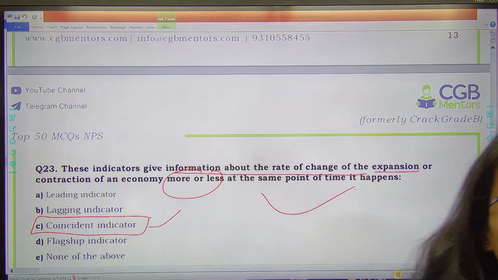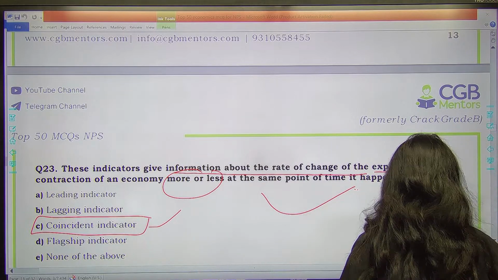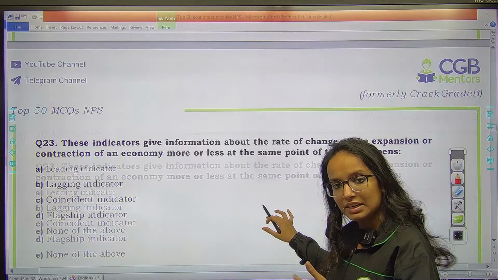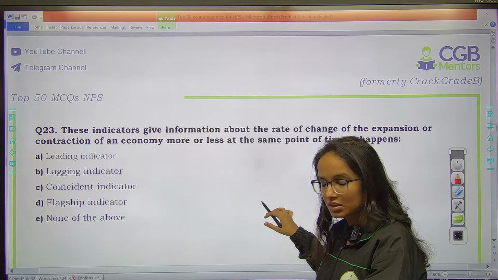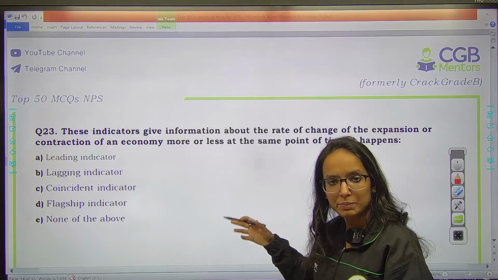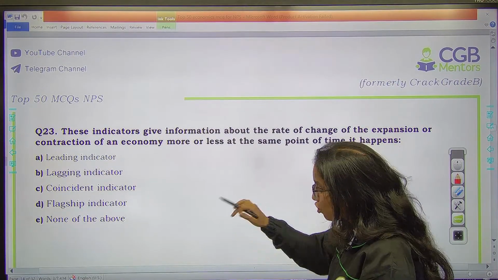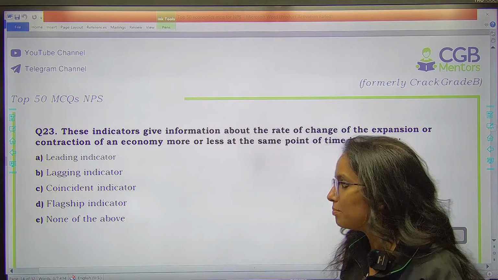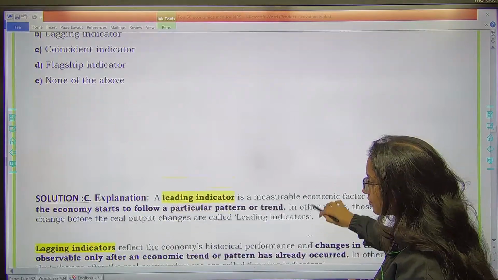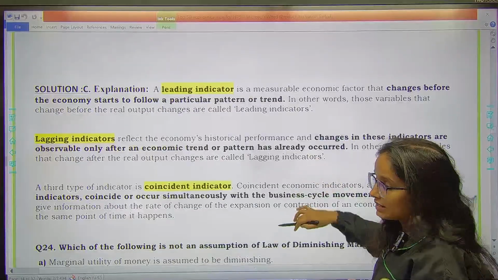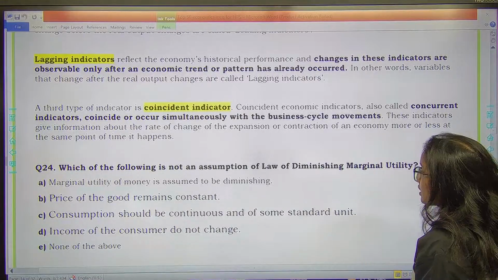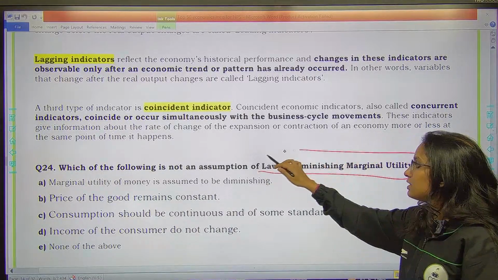Coincident indicator. These indicators, they tell you about the ongoing business cycle, trade cycle in the economy simultaneously with the phase of the business cycle, recession, expansion, whatever an economy is going through. Coincident indicator. नाम से ही पता लग रहा है that they are coinciding with the phase of the business cycle. So revise business cycle as well. It is important. Then next, which of the following is not an assumption of law of diminishing marginal utility?